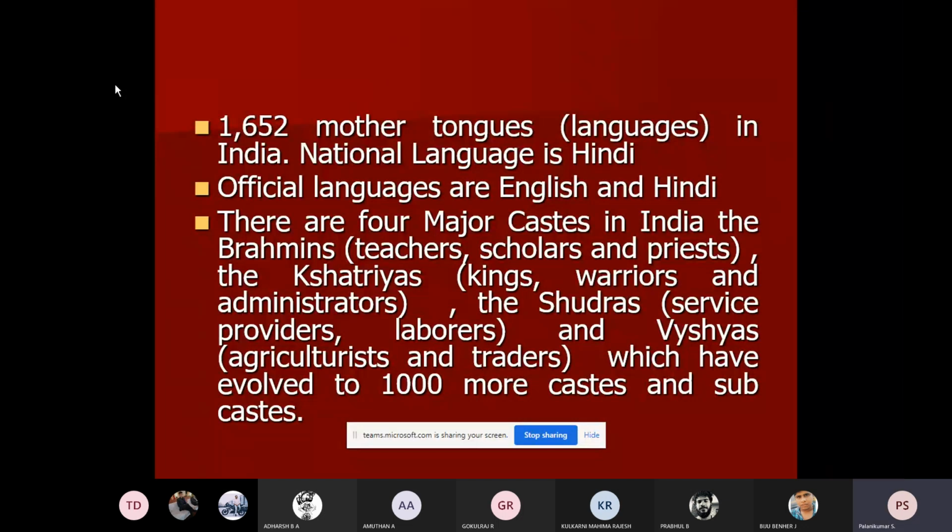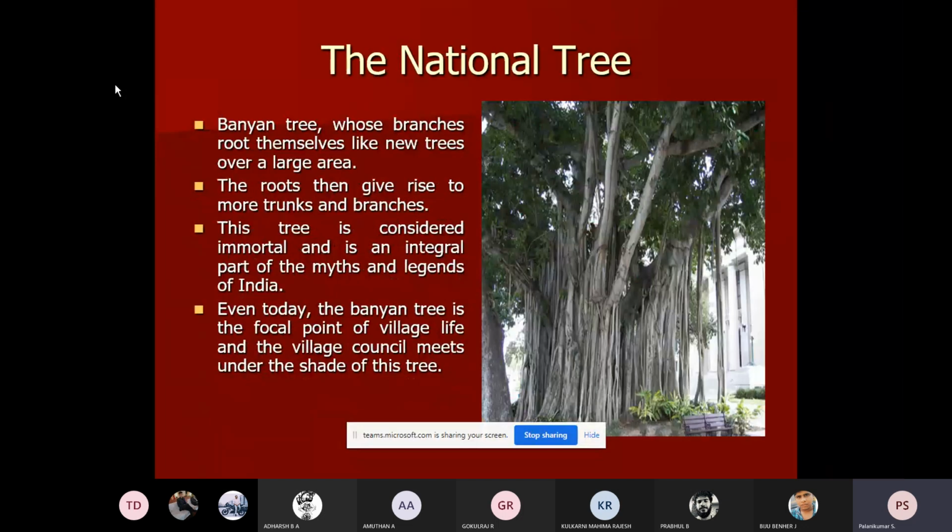There are four major caste systems in India. The Brahmins are teachers, scholars and priests; Kshatriyas are kings, warriors and administrators; Vaishyas are agriculturalists and traders; and the other is service providers and laborers. These four have evolved into a thousand more castes and sub-castes. It is a very old system in India.